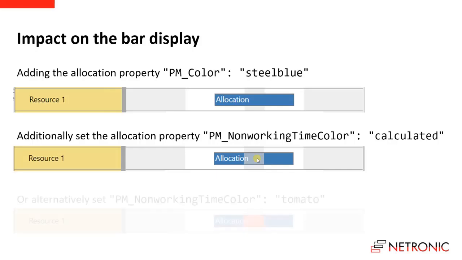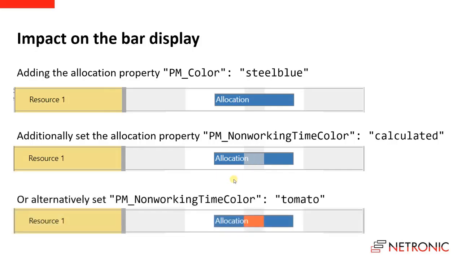And of course, we can set this non-working time color property also to a regular color. In this case, we have chosen the color tomato, and then we see that this part of the allocation bar that crosses the non-working time is colored with tomato.